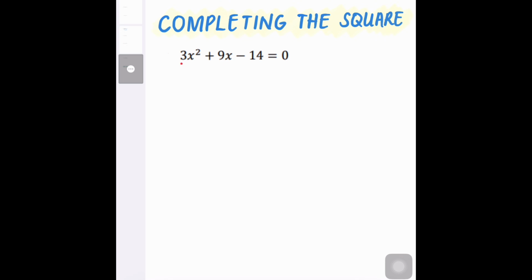Since the value of a here is not equal to 1, the first thing we need to do is divide all the terms by 3, which is actually our a. By doing that, we will have x squared plus 3x minus 14 over 3 equals 0.